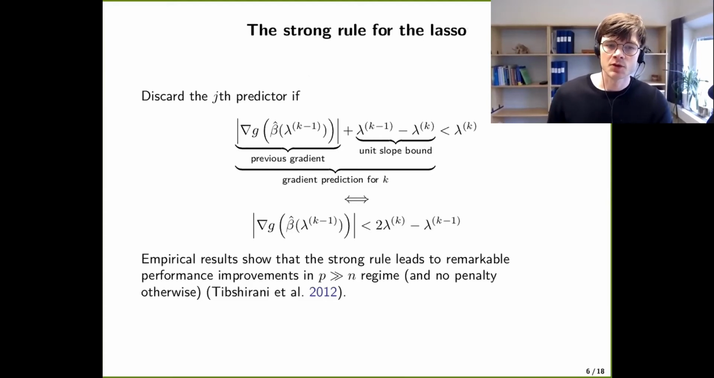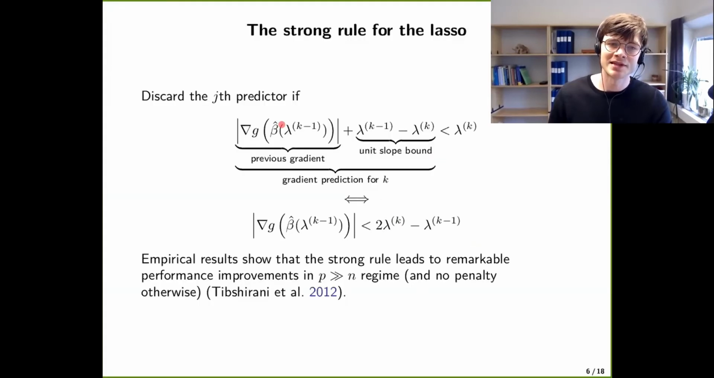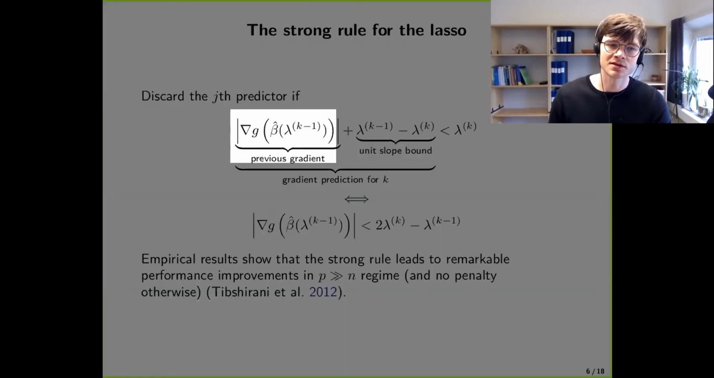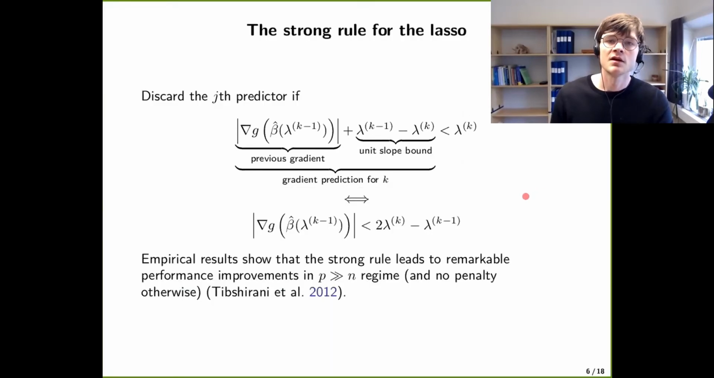So we're saying we're going to discard the predictor if the gradient is smaller than 2 times the current lambda minus the previous lambda. What this really is, is the previous gradient plus the unit slope bound, which is equal to the gradient projection, and we're checking that against the current lambda. And this turns out to be extremely efficient.